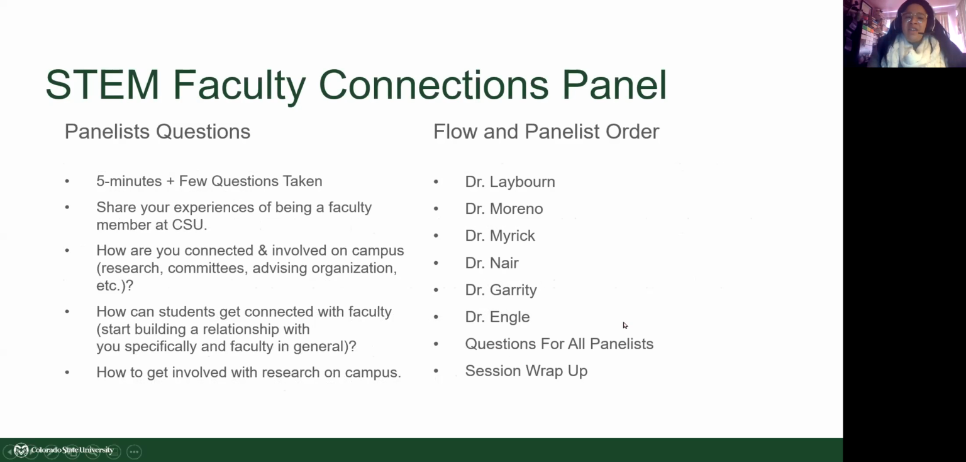And today, each of them is going to take about 5 minutes to talk about and touch on these 4 different statements and questions. So they'll be sharing their experiences of what it's like being a faculty member at CSU, how they're connected on campus, how you can get connected with them and build those relationships, and how to get involved in research on campus. And this is the order of the panelists.